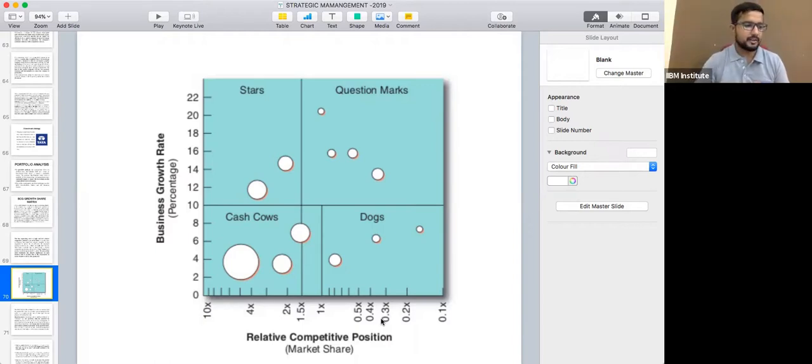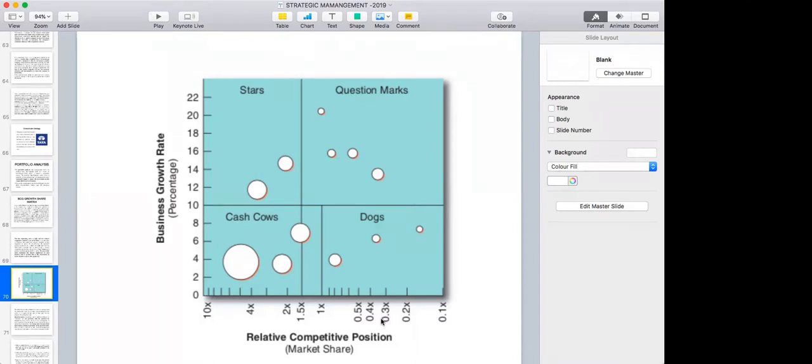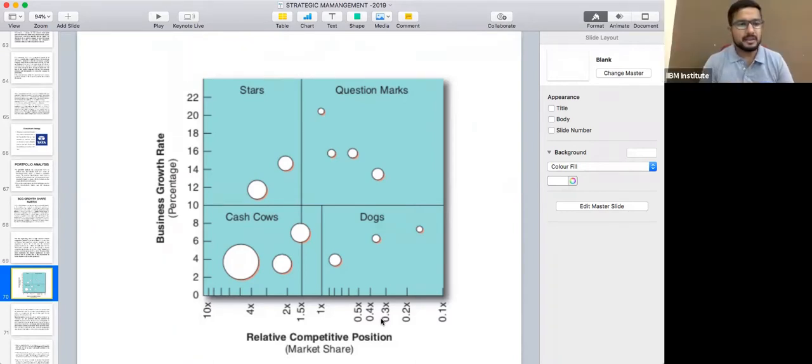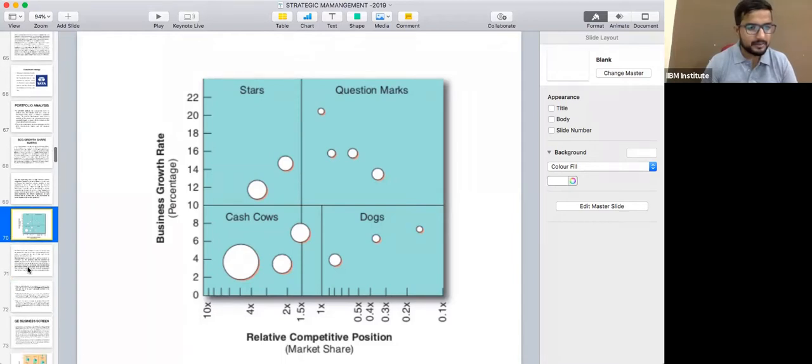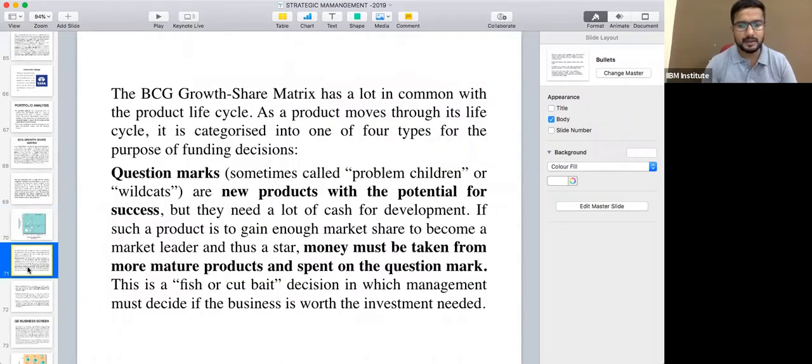Guys, please, is it clear or not? What is the question mark strategy? Yes, sir. Okay. The question mark strategy, I think, is given in detail, everything is given there.